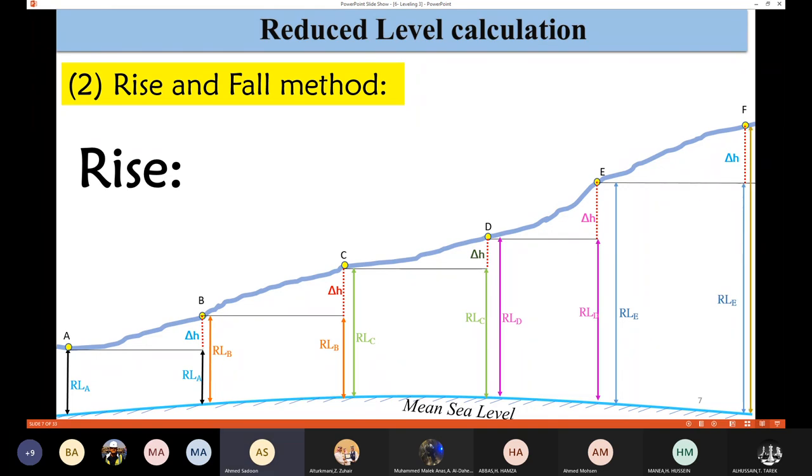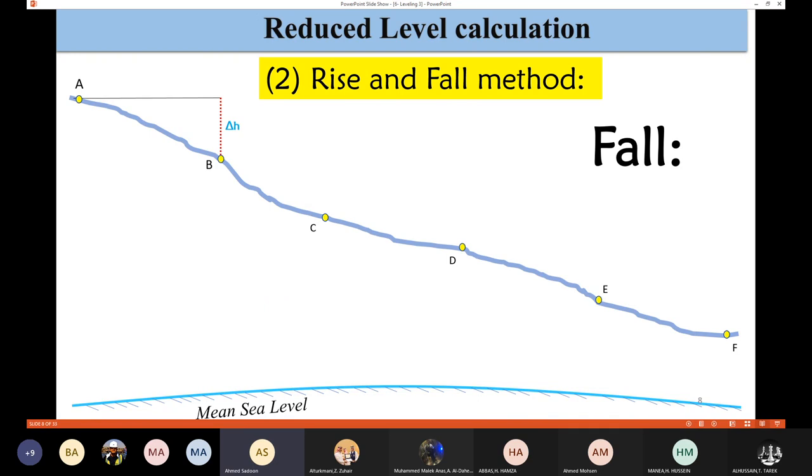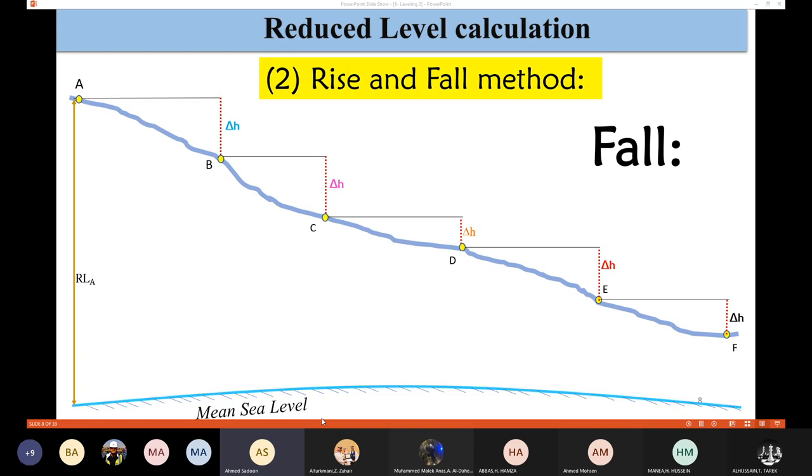Similarly, I can do this in case of a fall. In case of a fall, I can determine the difference between point A and point B, and the difference is going to have a minus value, because we have a fall. The backsight minus the foresight is going to be negative, which means that I have a fall. But again, I can do this process for all points and determine the difference between them. In order to start the leveling process, I need to have a benchmark. So here I have the benchmark for the reduced level, right? So now I have the benchmark. I need to determine the reduced level for point B.